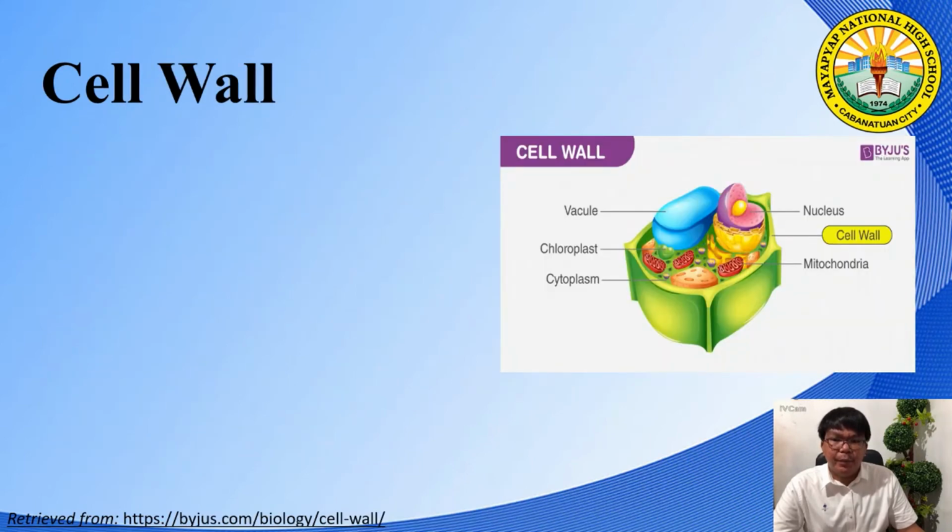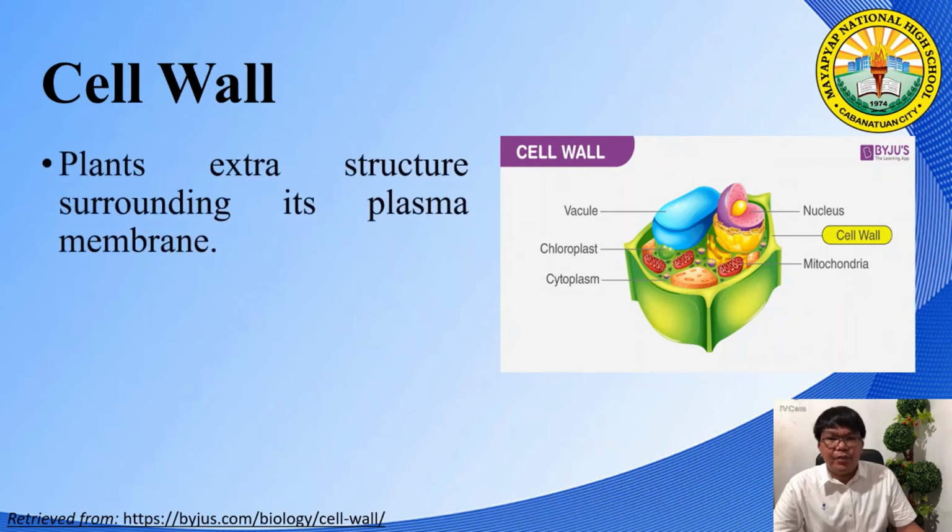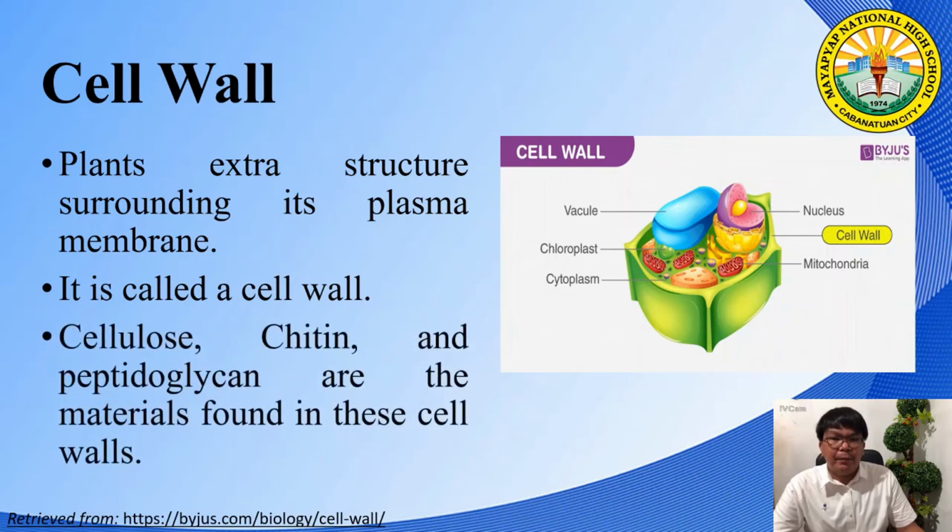Cell wall. Plant's exostructure surrounding its plasma membrane. It is called the cell wall. Cellulose, chitin, and peptidoglycan are the materials found in these cell walls.